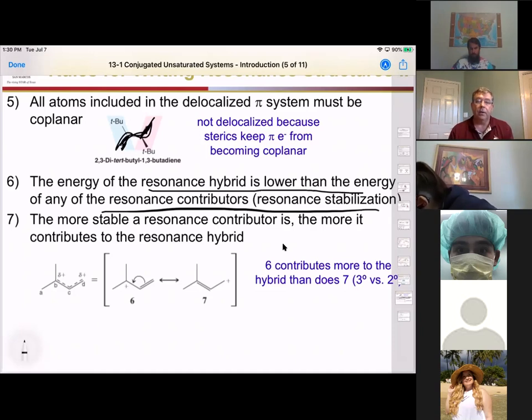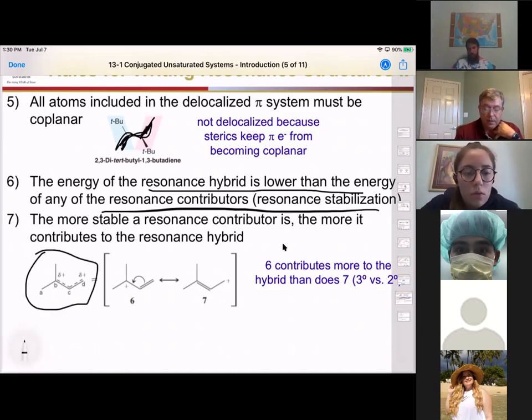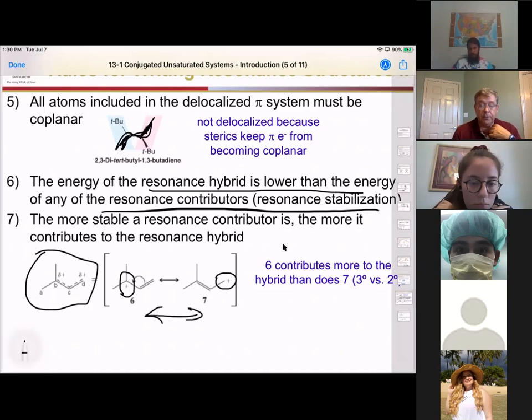And then there's also a possibility, if it's not symmetrical, that one contributor might be better than the other, okay? So for example, if we delocalized a positive charge across this compound here, we could have the carbocation be on a tertiary site or be on a primary site, okay? So these are both resonance contributors, and this is the hybrid resonance structure.